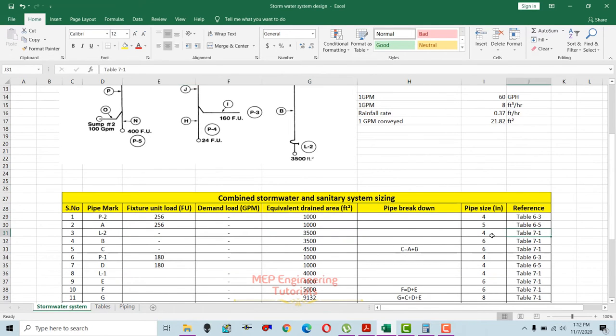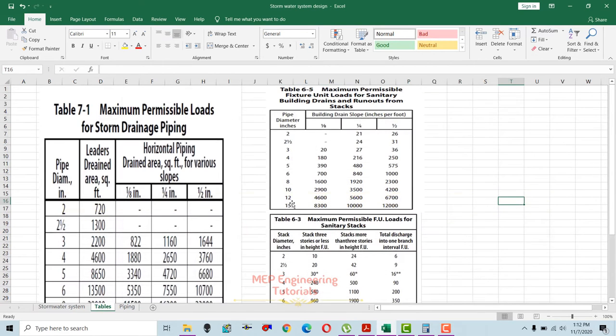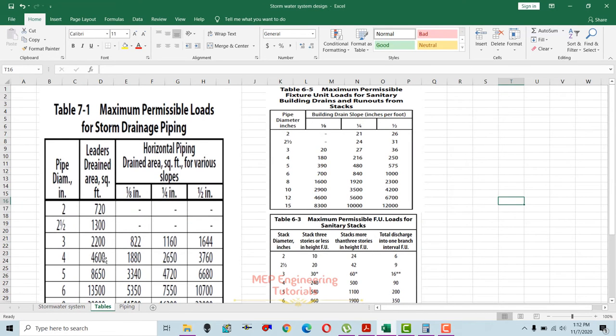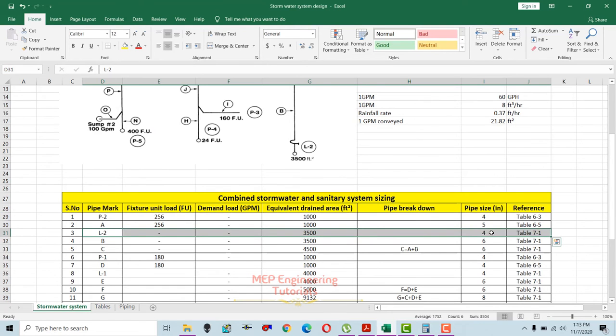We have to use table 7-1 to get the size for this L2. I'm going to use the 7-1 table, and since we are talking about the leader drained area, we're going to use this column. We said 3500 square feet. 3500 square feet is between 2200 and 4600 square feet in the leader drained area column, so we'll go for the higher value of 4600. If you check, the pipe size here is 4 inches diameter. So we have to use 4 inch here.